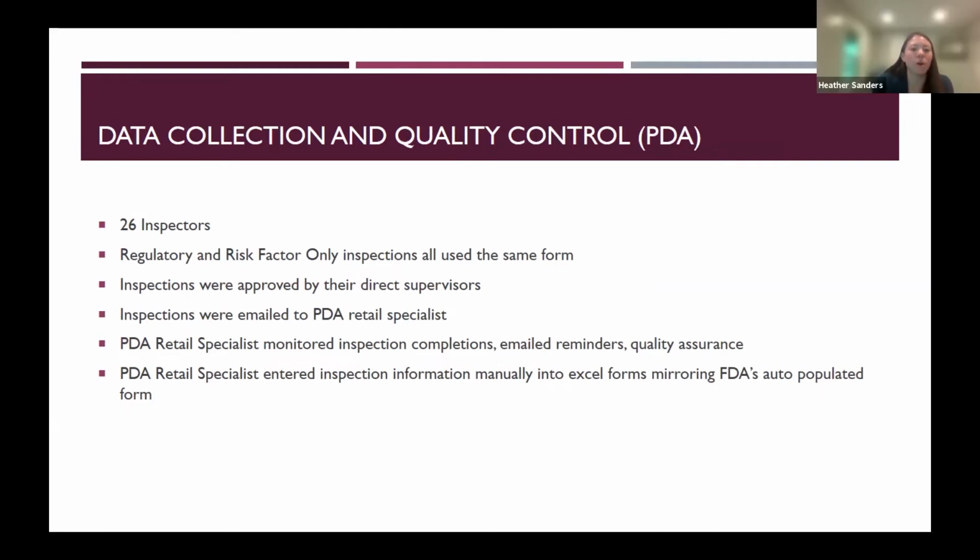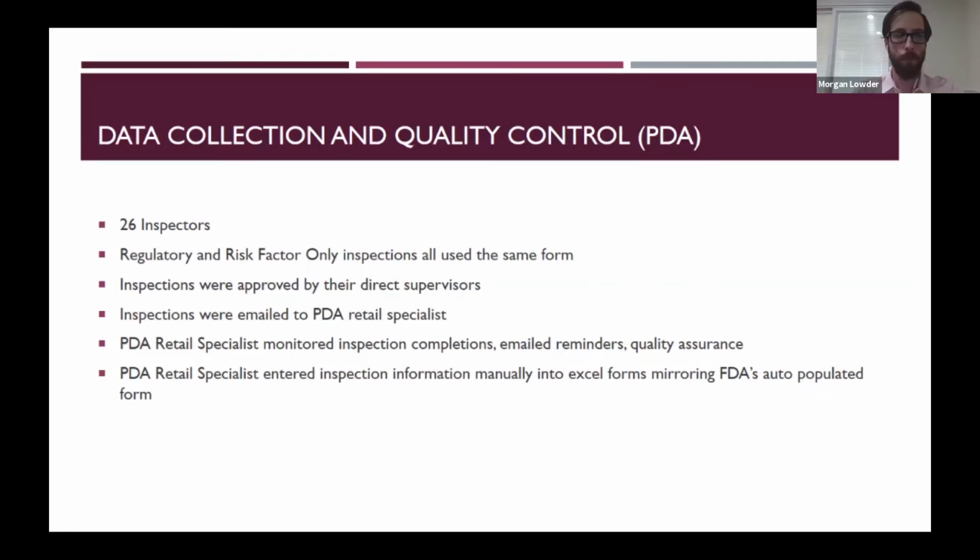And then just an overview of our data collection and quality control. We had 26 inspectors, like I mentioned, for the study. The same form was used whether it was the regulatory inspection or the risk factor study only inspection. Inspections were approved by their direct supervisors as retail food inspections normally would have been, but they also emailed them to me as well as being tracked on our own electronic database. I monitored the inspections for completions. I provided backup facilities as necessary, emailed reminders to inspectors to ensure they were completing them according to our timelines.